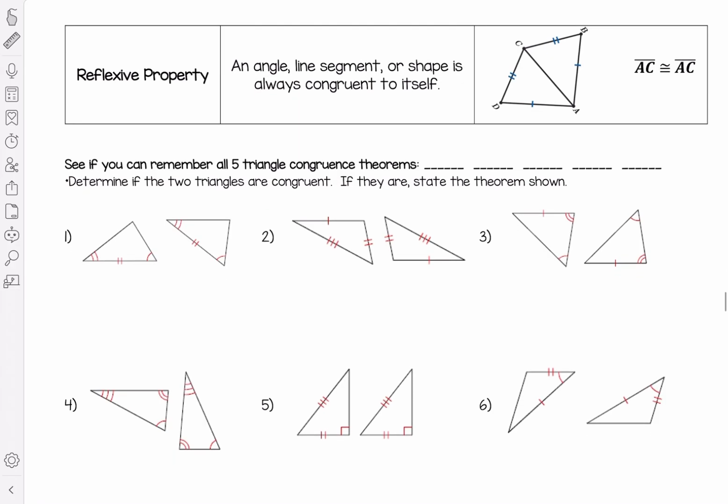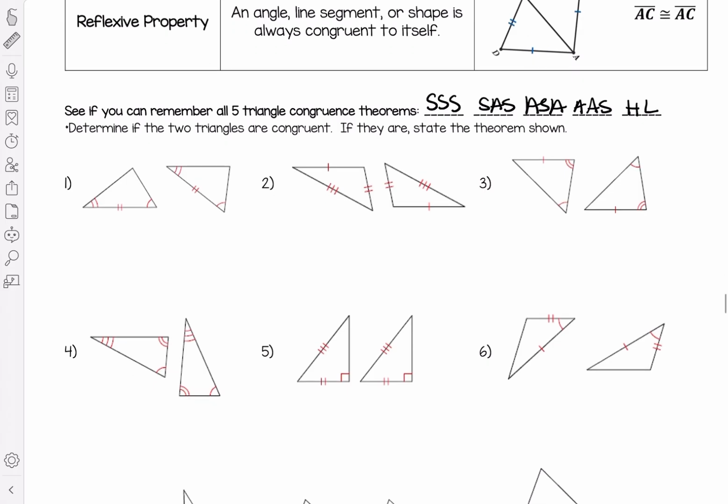So what I want you to do is, on your own, see if you can remember the 5 congruency theorems without going to the previous page. So take a minute and see if you can remember those. Okay, so hopefully you took a moment to pause and look at those. If we go through those together, we should have gotten side, side, side; side, angle, side; angle, side, angle; angle, angle, side; and then hypotenuse leg. All right, so let's use those theorems to see if we can determine if these are congruent.